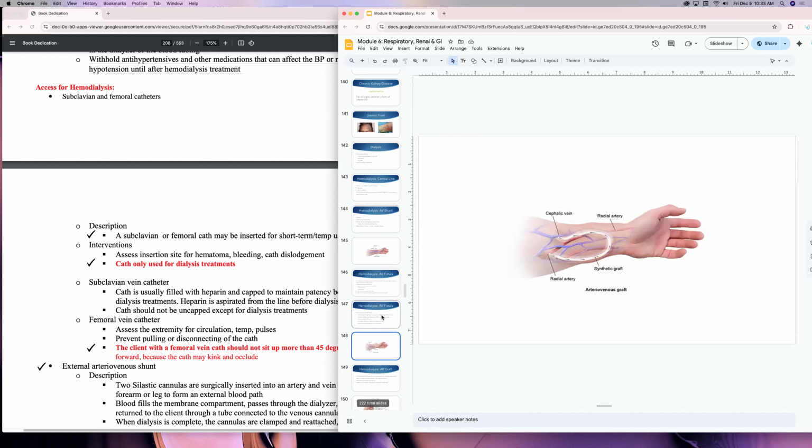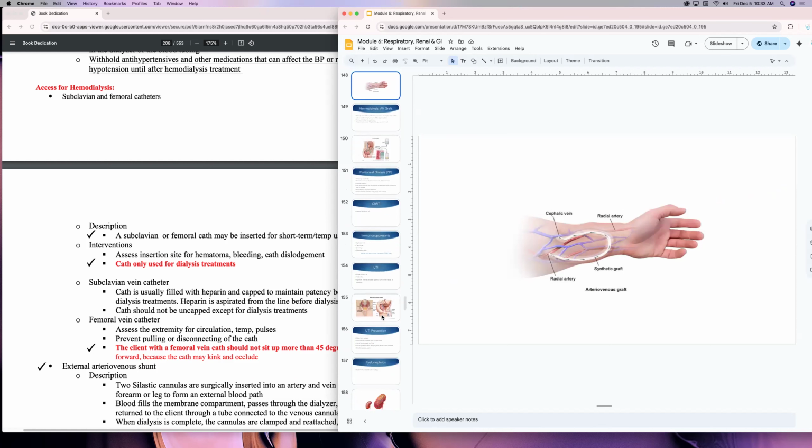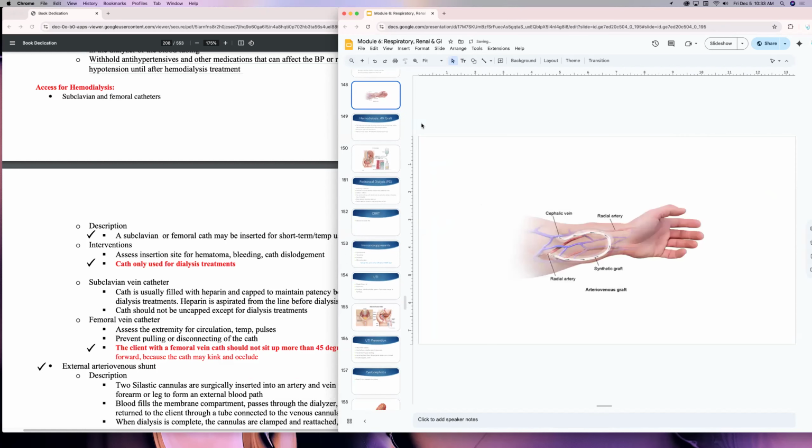Next up, this is an AV graft. So here they used a synthetic graft to connect the high pressure blood flow from the artery, going to the vein to swell and engorge it. The only issue here is the risk for infection is high.